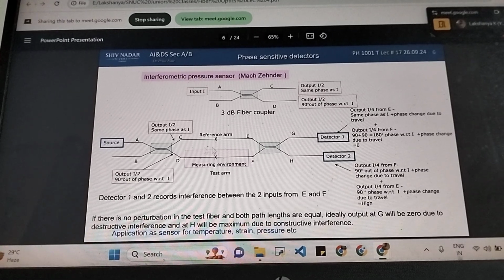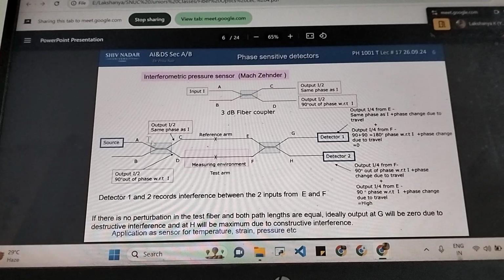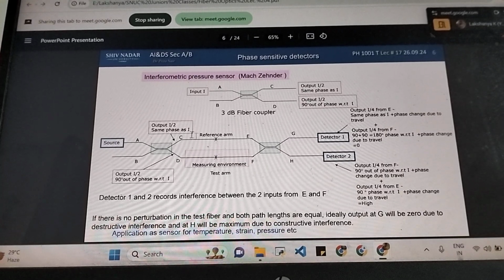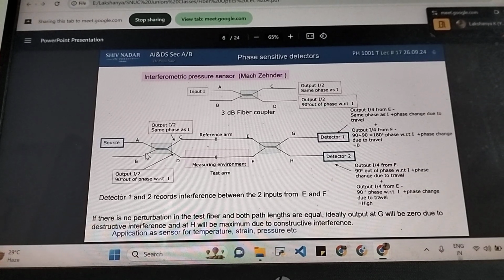Look at this coupler now, because it is going to be used in your MZI. So your MZI has two couplers. This is my coupler 1, this is my coupler 2, and at this end I have two detectors. So what happens is I have coupler 1, the same setup: A, B are input arms, C and D are output arms. I am not using arm B at all.